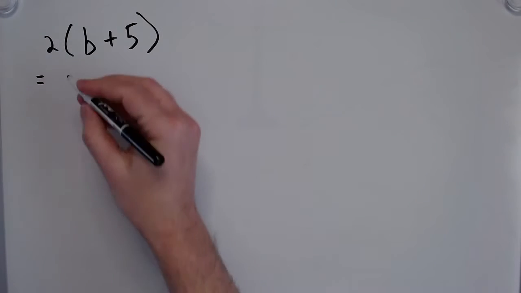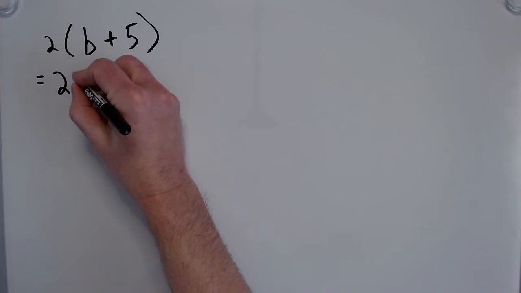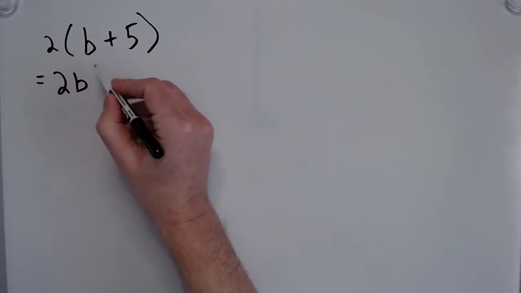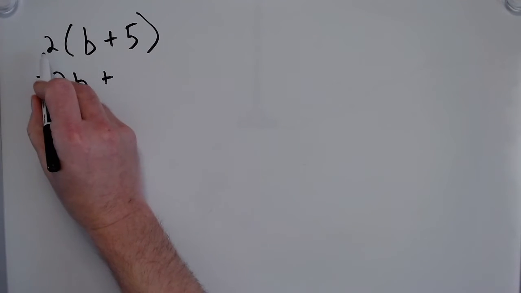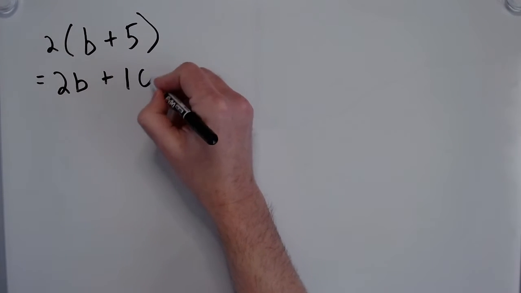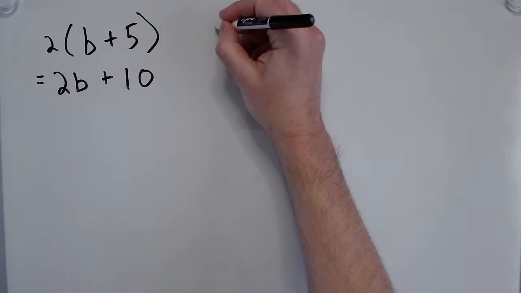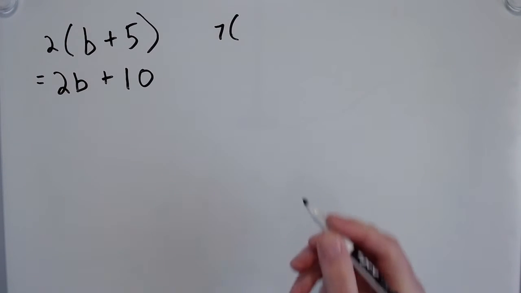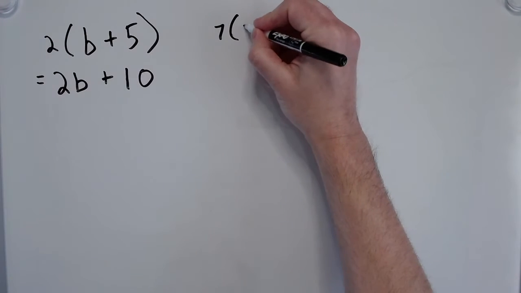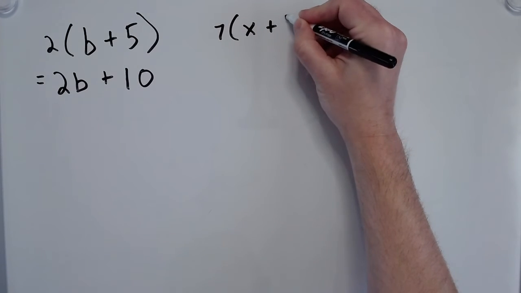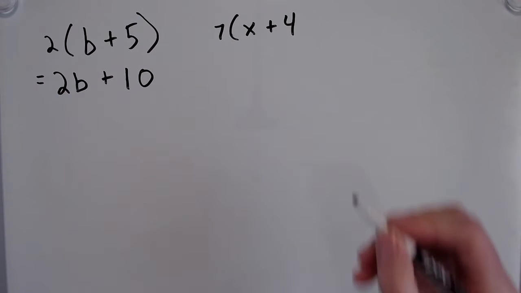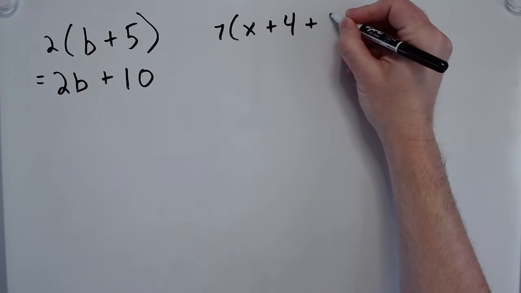So this would be equal to 2b, 2 times b, plus 2 times 5, which is 10. And that's it. There's nothing more that can be done with this problem. Let's go to the next step and add some more guys inside of the example here. 7 times, say, x plus 4 plus 5y.